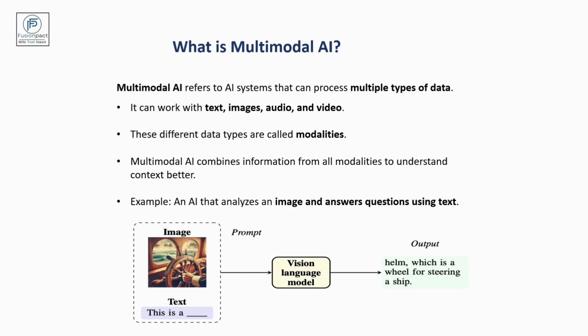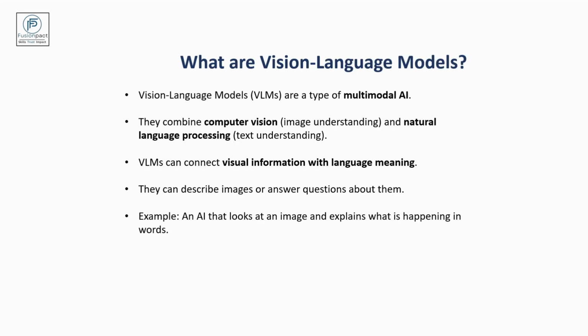What is multimodal AI? Multimodal AI refers to AI systems that can process multiple types of data. It can work with text, images, audio, and video. These different data types are called modalities. Multimodal AI combines information from all modalities to understand context better. For example, an AI that analyzes an image and answers questions using text.